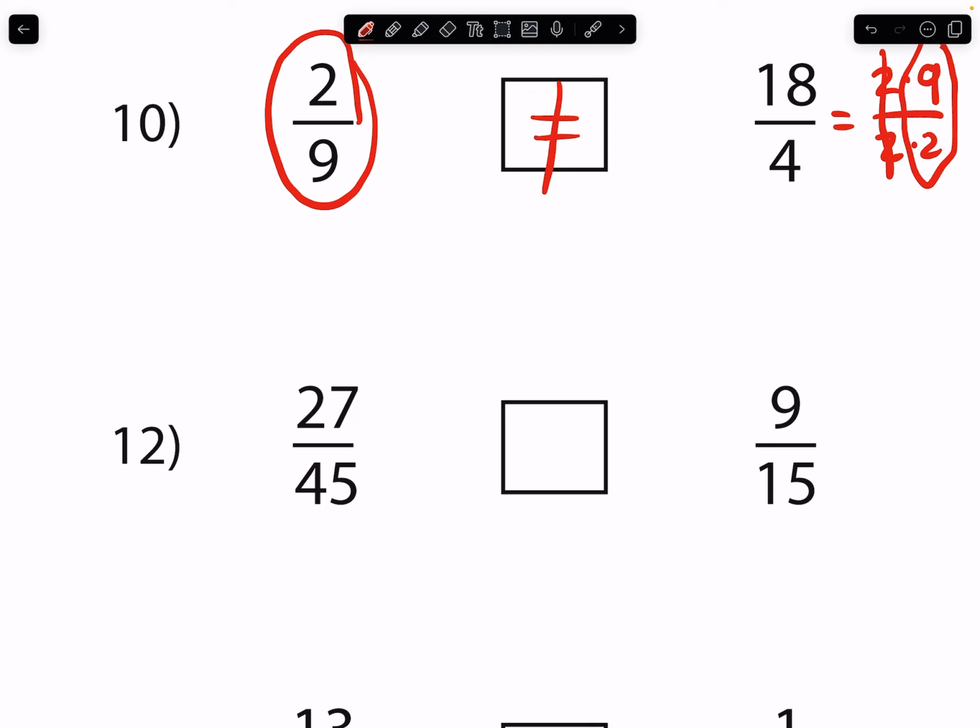Number 12. I'm going to start with this side over here because it looks easier to me. 9 is 3 times 3. 15 is 3 times 5. So now I need to check the other side.